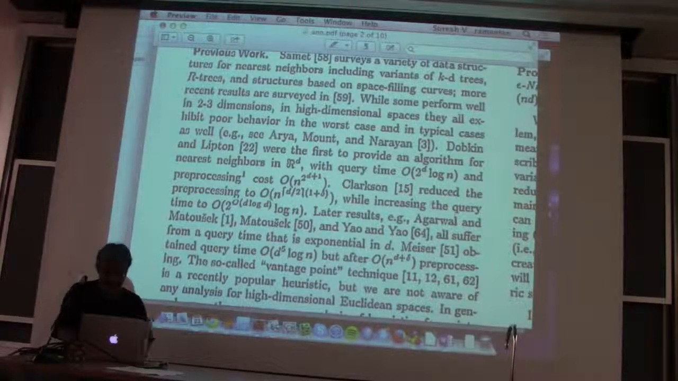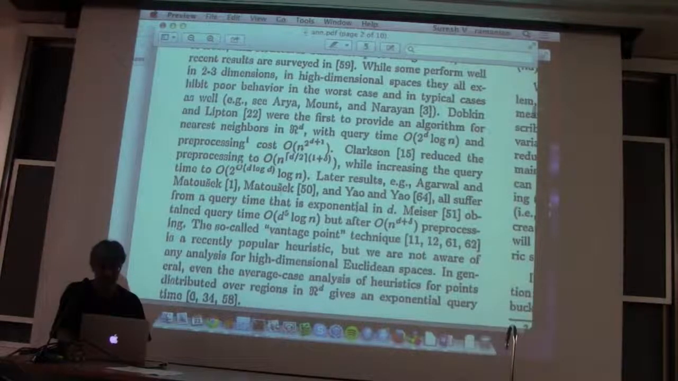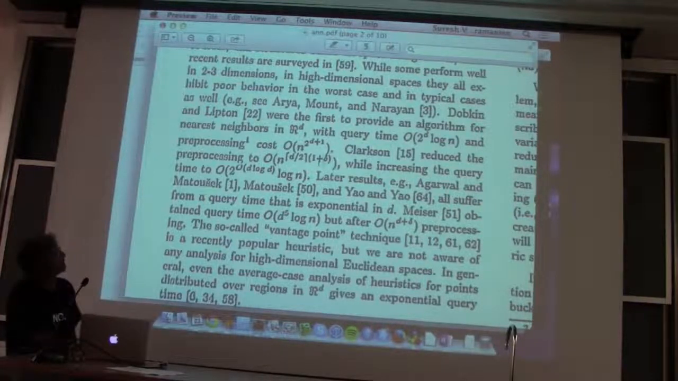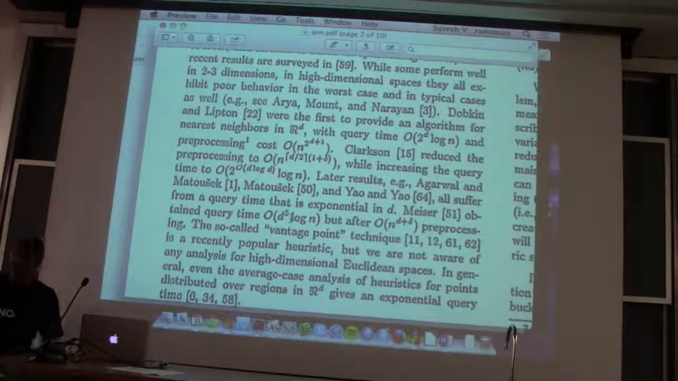And there have been some other results, which all suffer query time exponential in d. In fact, that's correct. And then this person obtained a query time of d to the 5 log n. That seems a lot better. We've gone from exponential in d to polynomial in d. So maybe this problem is solved now.